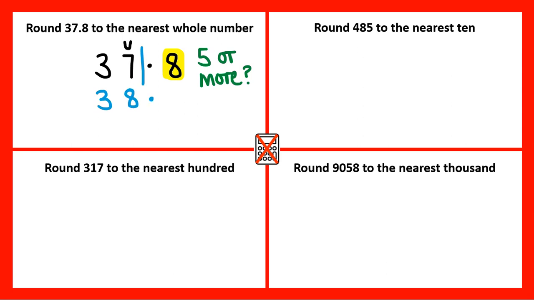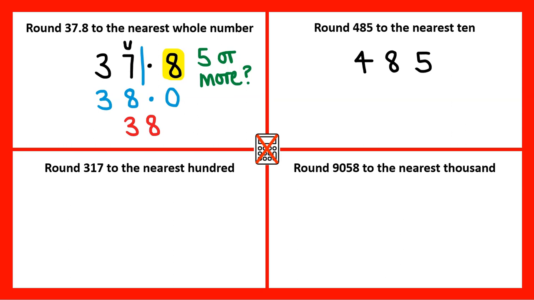When rounded, everything after the rounding line changes to a 0, so the answer is 38.0, which can be written as 38 without the point 0. On to the next question. I'm rounding 485 to the nearest 10.